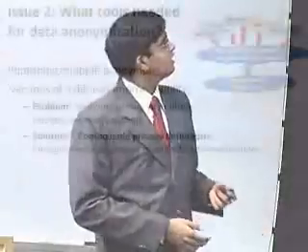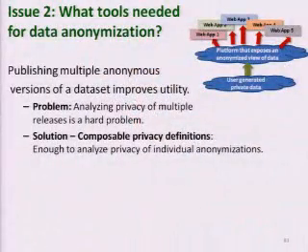How do you physically store the data so that you can have fast, parallelizable anonymization algorithms? The second issue is what tools are needed for data anonymization. I showed you some tools, but I also showed you that publishing multiple anonymous versions of the data sets improves utility. So the problem of analyzing privacy of multiple releases is in general a hard problem. And right now people don't have good ways to solve this problem.